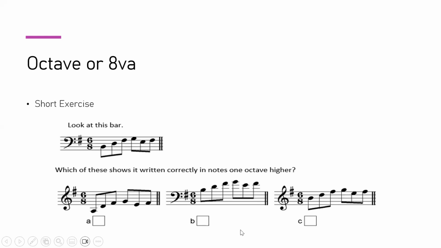Okay, let's jump on to a short exercise on this octave. Study this music extract. Look at this, the key signature, the time signature, and the notes. And you are asked to what? Choose the one that indicates that this music is written at an octave higher out of these three. All right, I'm waiting.